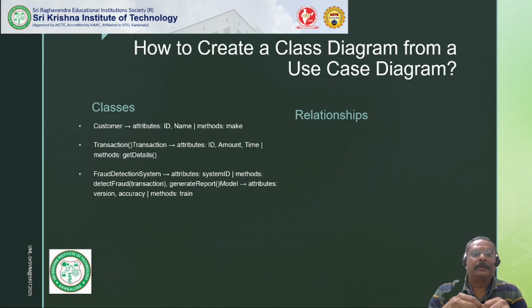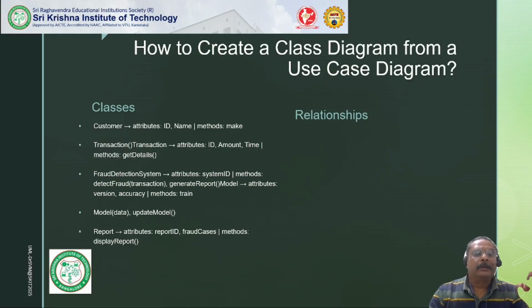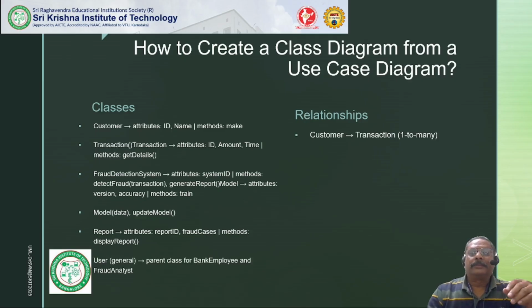Methods can be detect fraud, or given a transaction, generate the report. If model is the class, then attributes are the version and accuracy. The method is train model, given the data, update model. If the report is the class, then attributes are report ID and fraud cases, and the method will be display report. Coming to the relationships, there is a relationship between customer and transaction. One customer can have many transactions, so this is a one to many relationship.